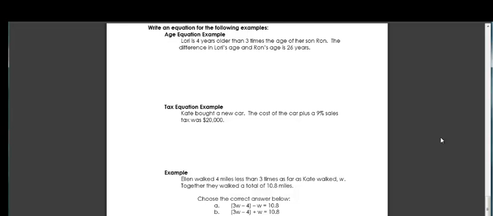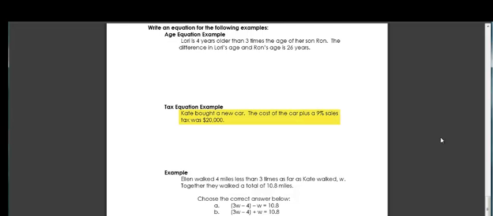The next example is a tax equation example. There is a question like this on like every test that's going to have word problems. And it's on the final. It's always on the final. Because this one is one that you're going to be able to use in everyday life. And it's also one that can trip up a lot of people because it has sales tax in it, which can be confusing. So let's work this one.